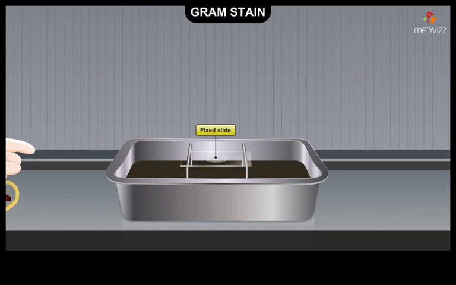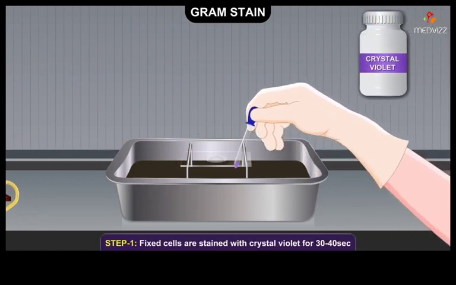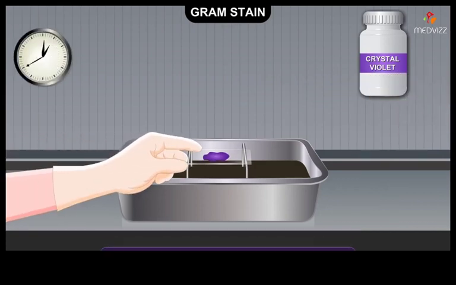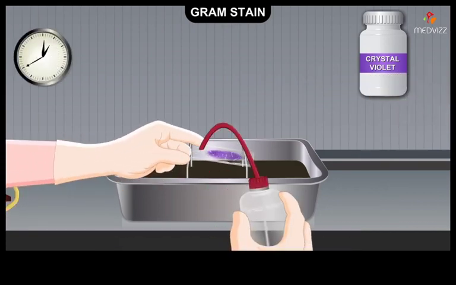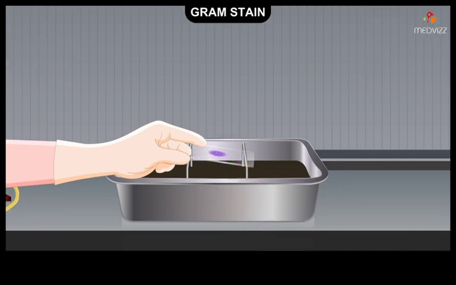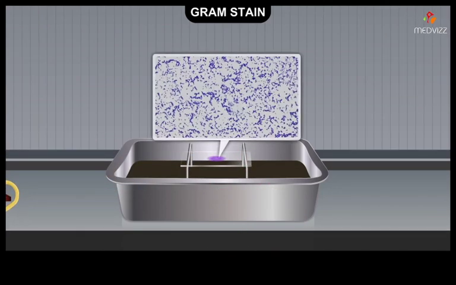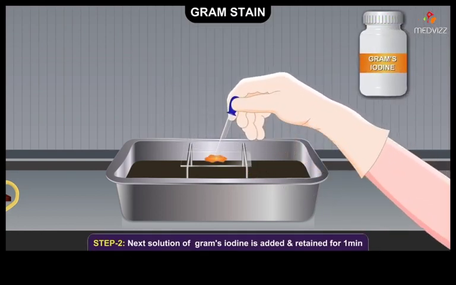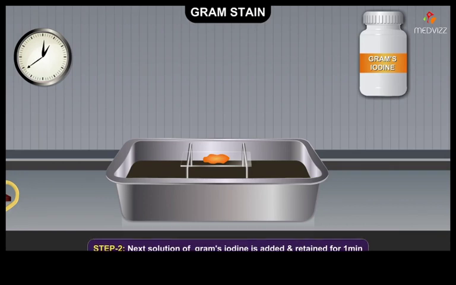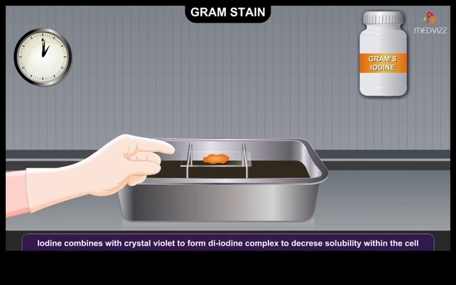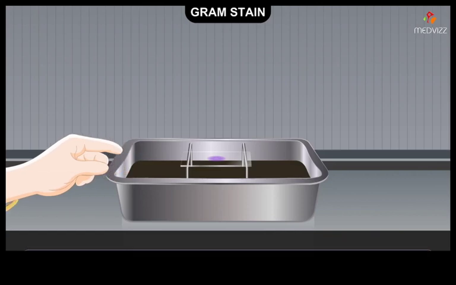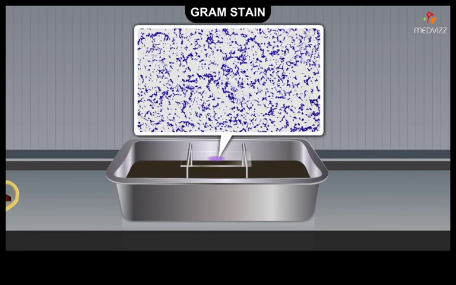not be too hot. The fixed cells are then stained with the basic dye, crystal violet, for 30 to 40 seconds. The slide is then rinsed with water to remove excess stain. At this point, all cells appear purple under the microscope. Next, a solution of gram's iodine is added and retained on the slide for about 1 minute. The iodine combines with the crystal violet to form a crystal violet-iodine complex, thereby decreasing its solubility within the cell. At this point, the cells still appear purple.